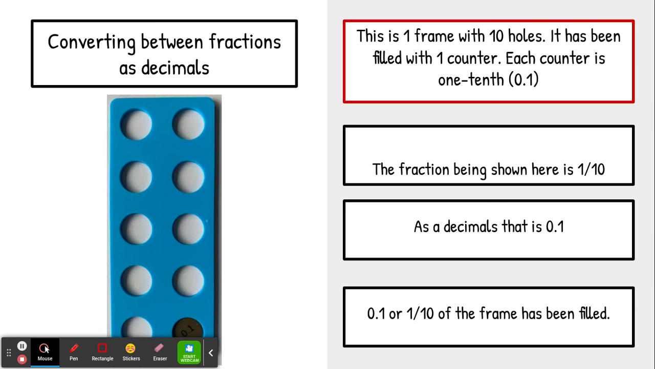And finally, this is a frame with 10 holes and only one of them has been filled this time. So the fraction being shown here is 1/10. As a decimal, that's 0.1. So 0.1 or 1/10 of this frame has been filled. Now, use that understanding of converting fractions to decimals in order to complete activities on the next page.